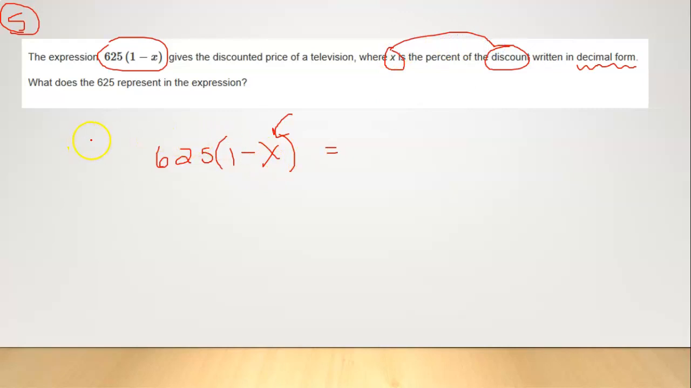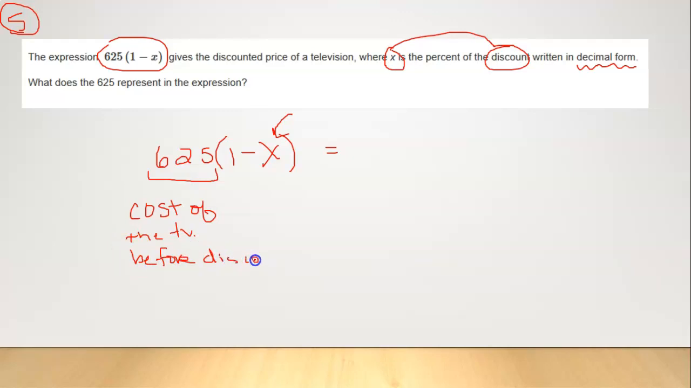So it wants to know, what does the 625 represent in this equation? And anytime you're multiplying a discount by a number, that's going to be the cost. So this is the cost of the television before the discount. Cost of the TV before the discount.